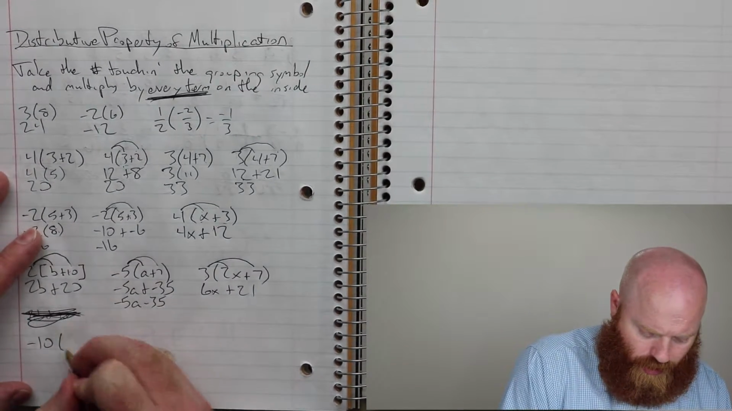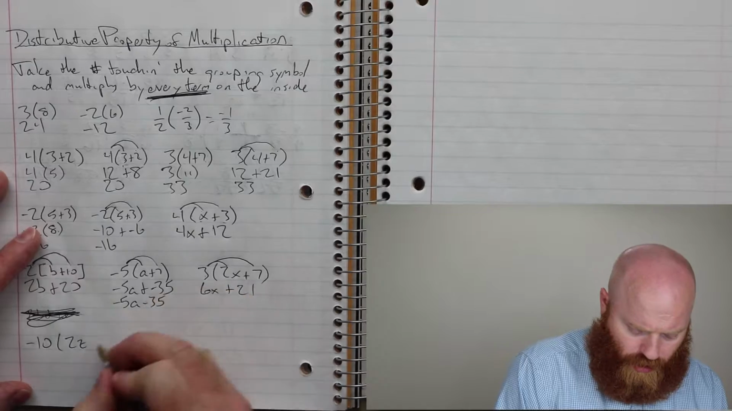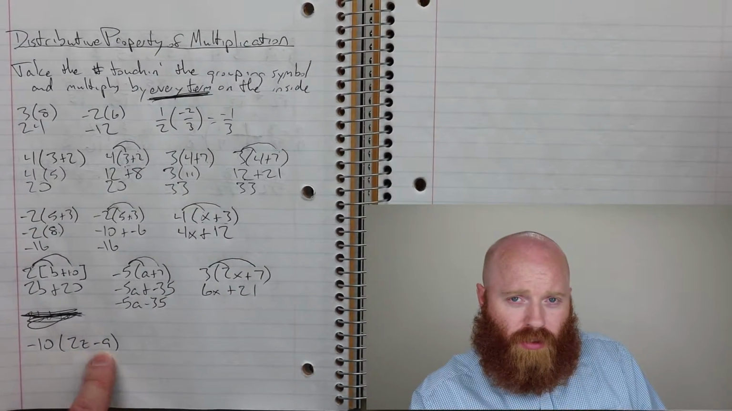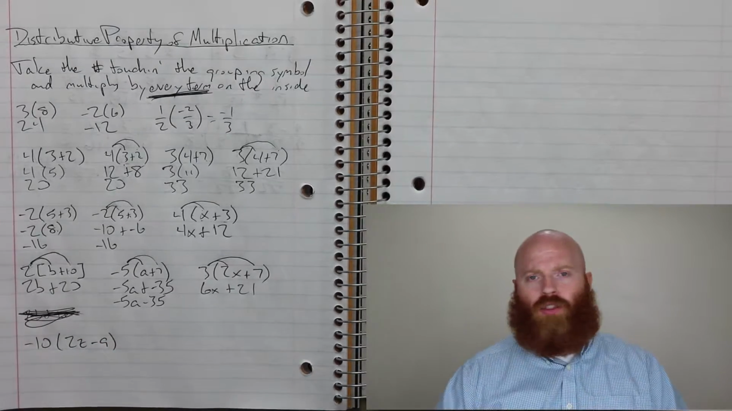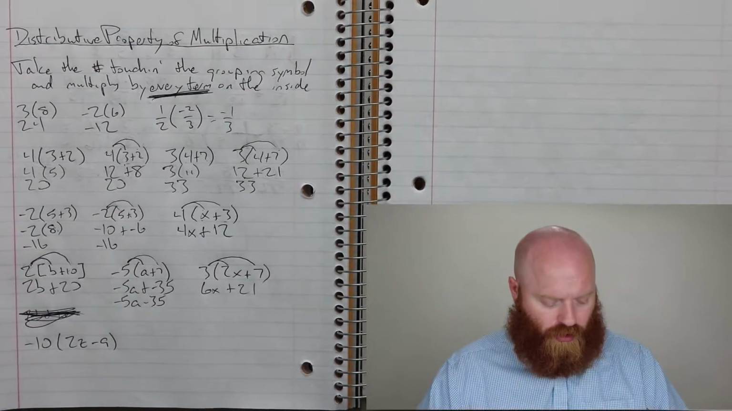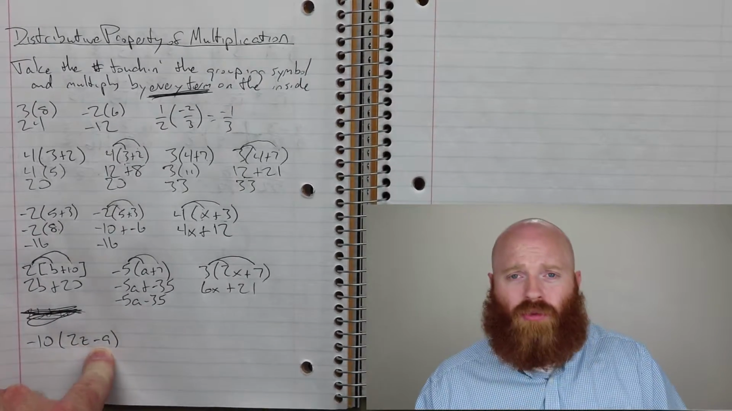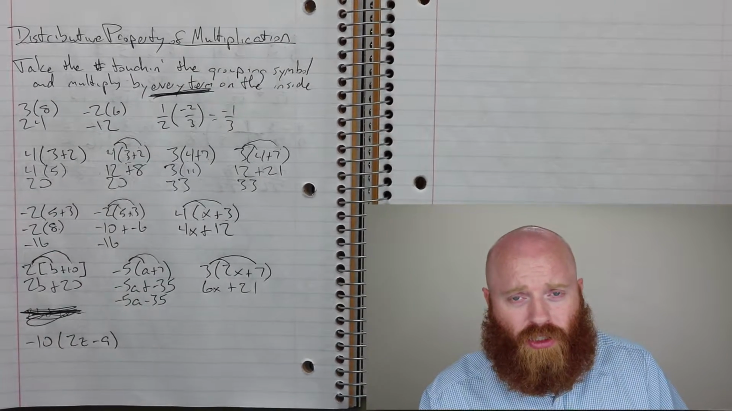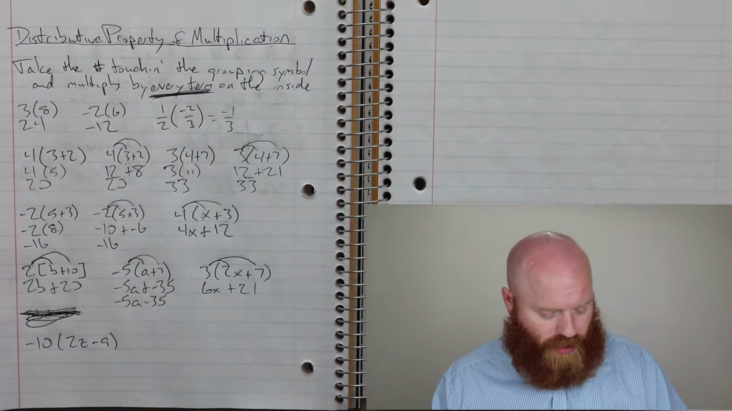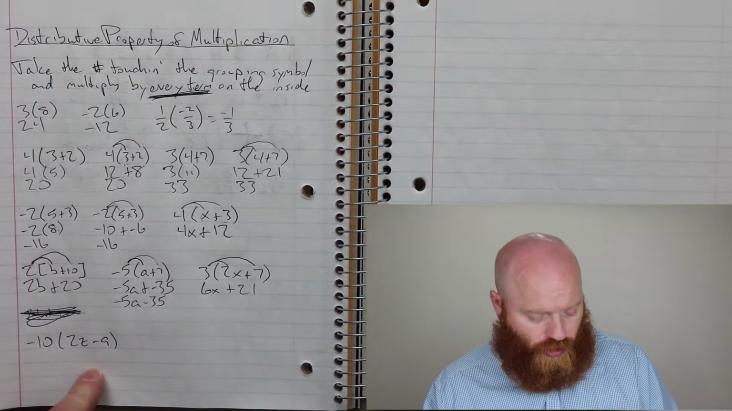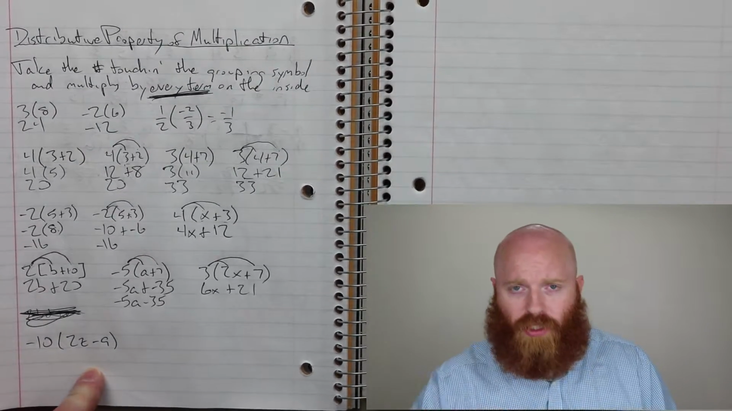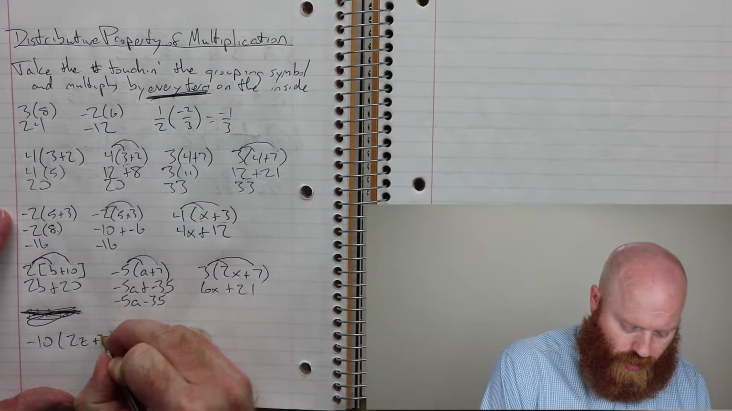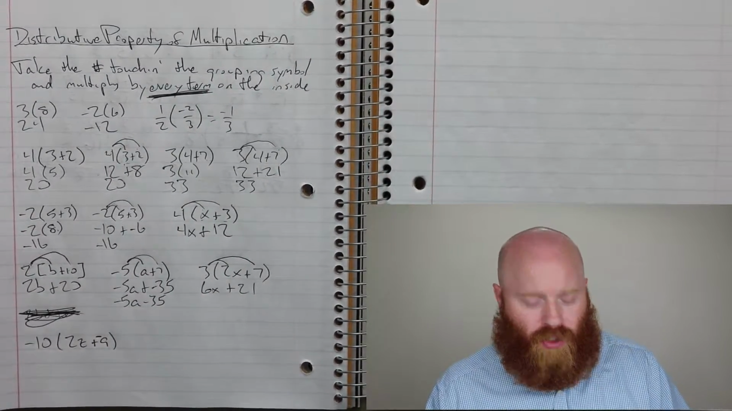-10 times the quantity 2z minus 9. This subtraction, this is where I stop. Hold your horses. I don't deal with subtractions, I do 2 pen strokes. If you're not familiar with it, watch my Subtracting Ninjas video, which will explain this if you don't know what I'm talking about. The bottom line is 2 pen strokes. 1, 2. I always do that.